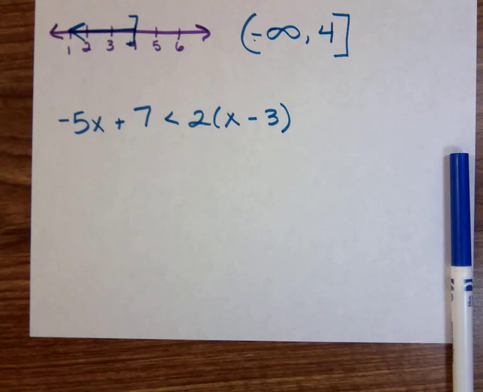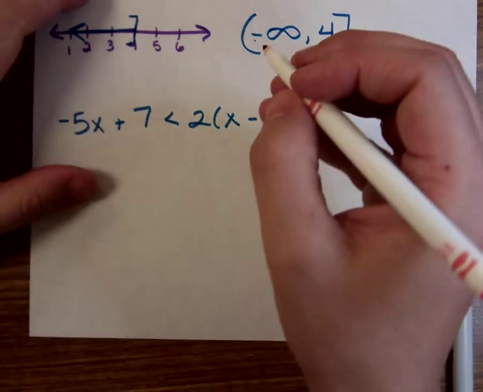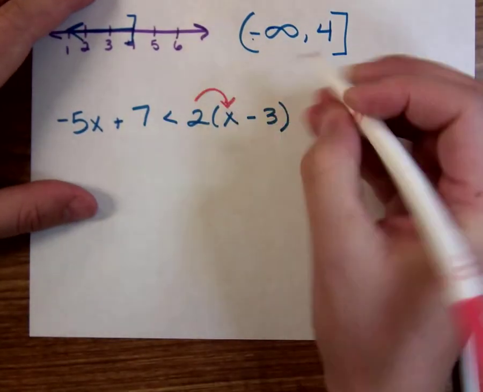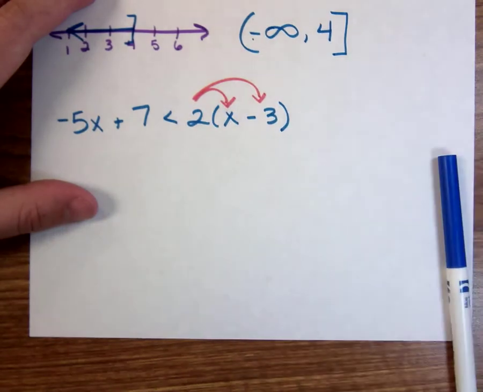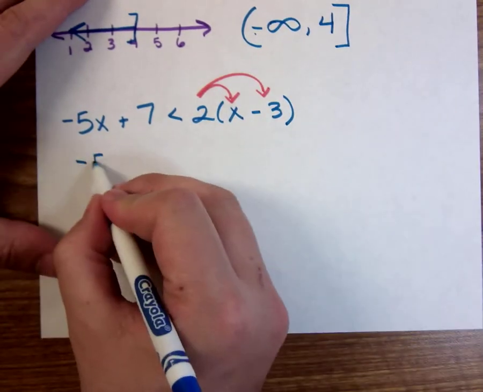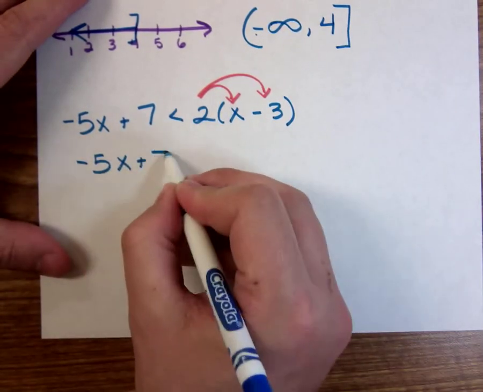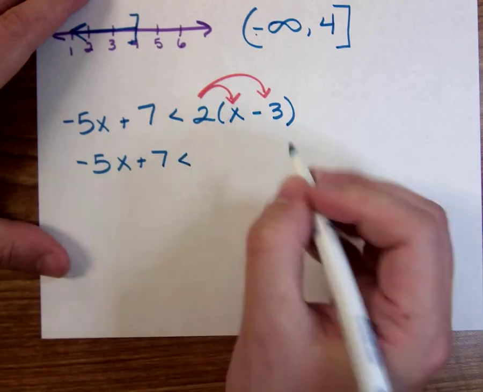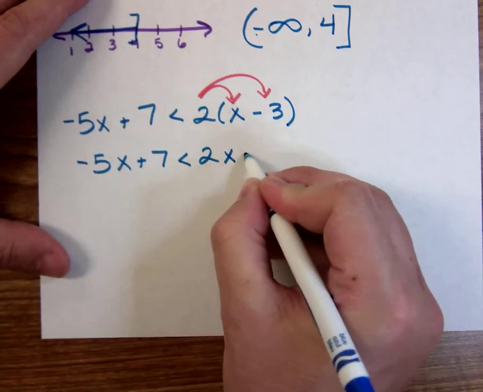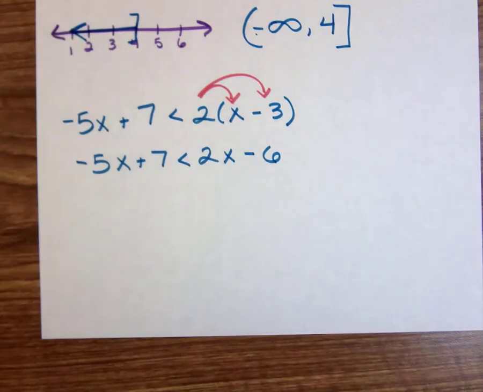So with that in mind, what should we do first? The distributive property, I agree. Let's do that. So negative 5x plus 7 is less than 2x minus 2 times 3 is 6.